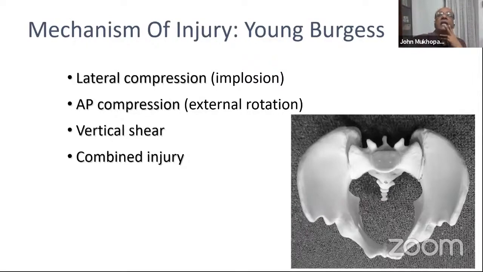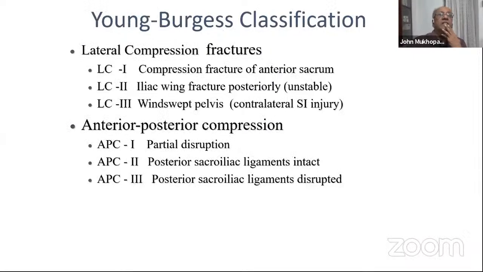The other thing to understand in the Young-Burgess classification, or any classification, is that the ligamentous structures in the pelvis are the most important. So we are looking at the bones, but we are really looking for the disruption to the ligaments. Now, when you come to the lateral compression fracture, where the force is from the lateral side, usually the anterior fracture of the pubic ramus is a transverse type of fracture. You can occasionally get a locked symphysis, okay? But if you look at the posterior fracture in the LC1 type of injury, it's usually a compression fracture of the anterior sacrum and usually means that the force is directed a little more posteriorly.